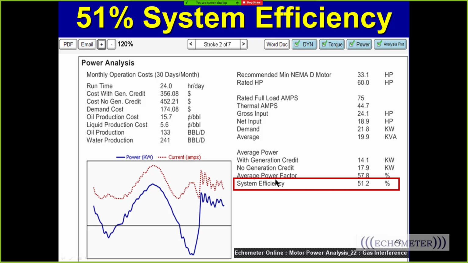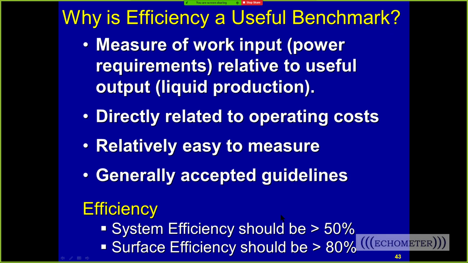But a lot of this liquid that's being produced in this well is flowing up the casing annulus, so I'm not sure it's 50%. But this is an example we'll look at in a minute.